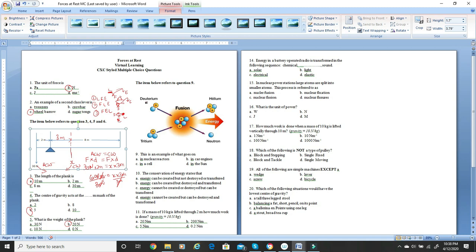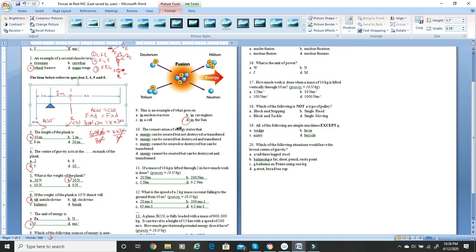Okay, moving up. The item below refers to question 9. Look at it. We have deuterium and tritium fusion. Then we have helium coming off, a neutron, and some energy. This is an example of what goes on in nuclear reactors, in car engines, in a cell, or in the sun. No, this is not A or C or B. This doesn't happen on Earth. It requires way too much energy to happen. So from that, it happens in the sun.